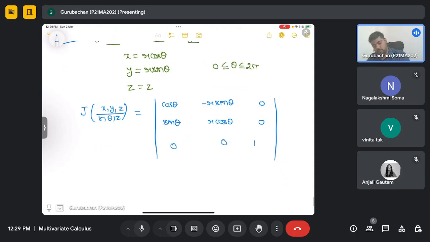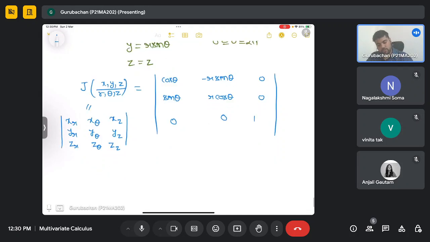And what is the formula of this? I am writing it here: x with respect to r, x with respect to theta, x with respect to z. Similarly, y with respect to r, y with respect to theta, y with respect to z, z with respect to r, z with respect to theta.